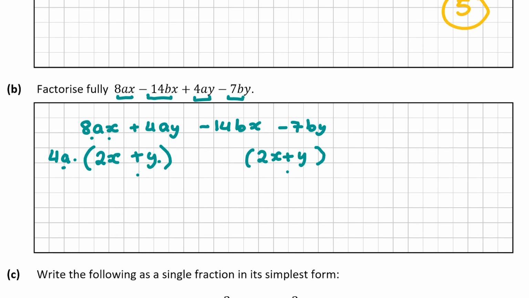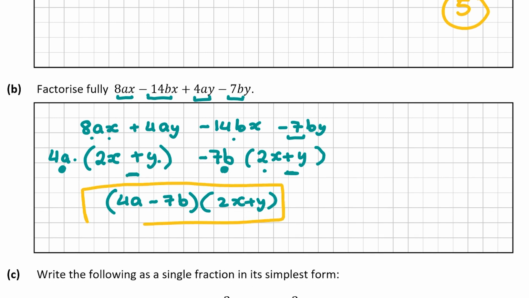So what can we take out? I'm going to take out minus 7b. So let's make sure that this works. So minus 7b multiplied by 2x does give us minus 14bx. And minus 7b times y gives us minus 7by. So now let's make this and this go into the same bracket. So we have 4a minus 7b multiplied by 2x plus y. And that's this bracket and this bracket. And this is our final answer. And for this question, you're going to get a total of 5 marks.